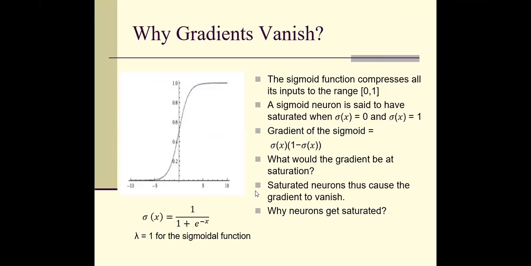So basically, if your net output is very high or very low, then you get dead neurons or saturated neurons.